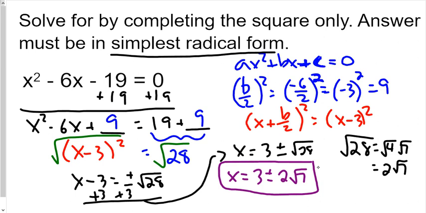So in this case, completing the square in simplest radical form, use completing the square only. So yes, if you use the quadratic formula and get the right answer, I'll give you 1 point. But unfortunately, the method is going to be completing the square only. That's the method we're using. Okay, so hopefully this is helpful.